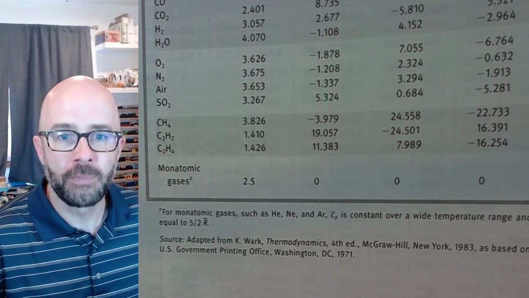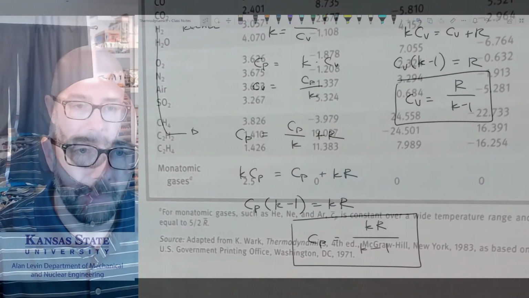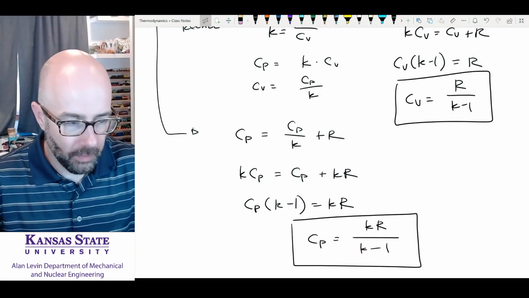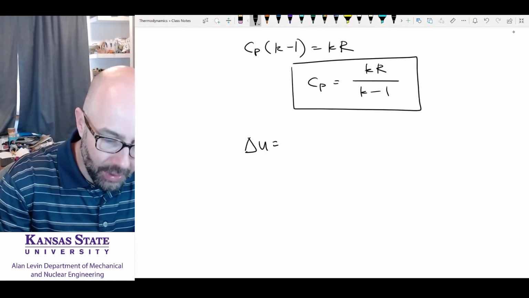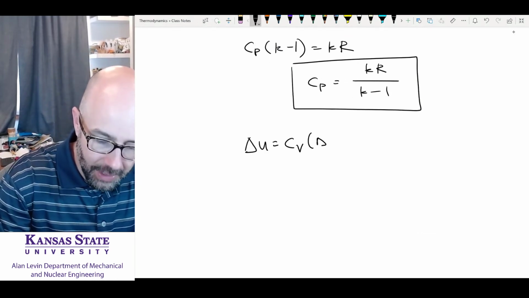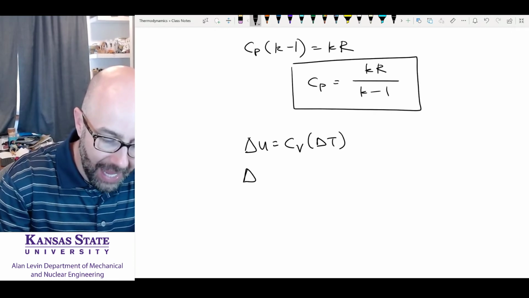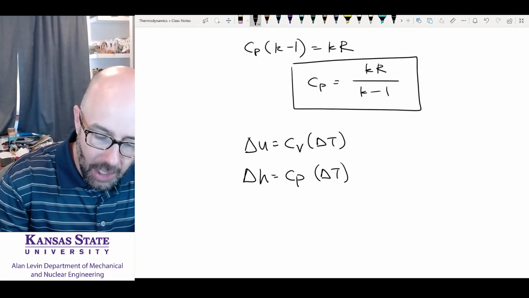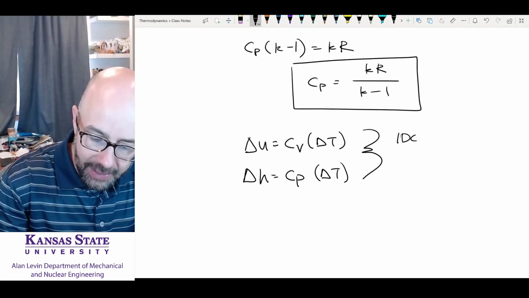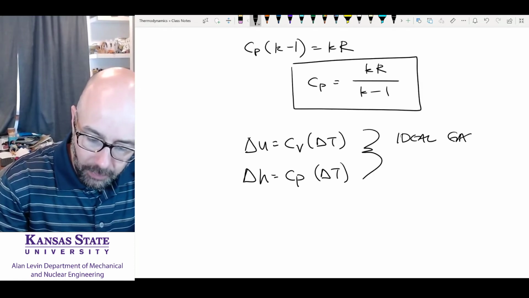All right, now we'll end with this one thing. You know that delta U is equal to C sub v delta T. And you know that delta H is equal to C sub p times delta T. These you can use for ideal gases when you have constant specific heats.